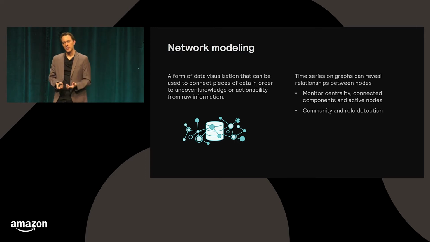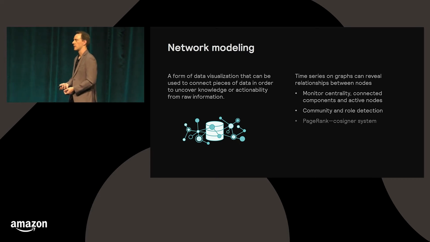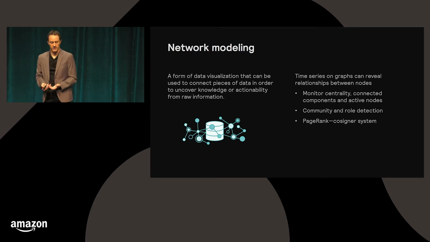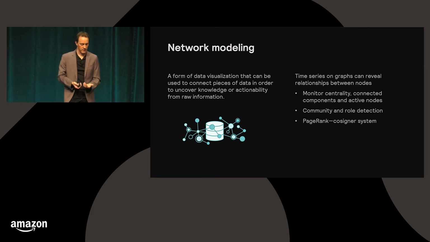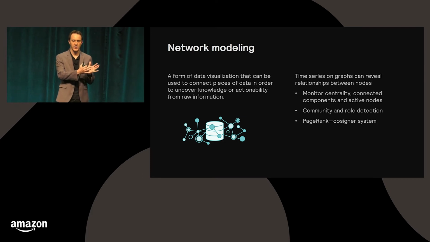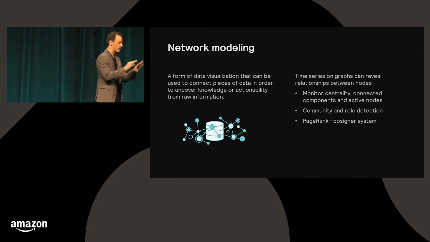Thinking about segmentation, we could look and detect some roles and communities. And we could do PageRank, which is, for example, the trustworthiness of associated accounts by transfer of measure from other connected nodes.